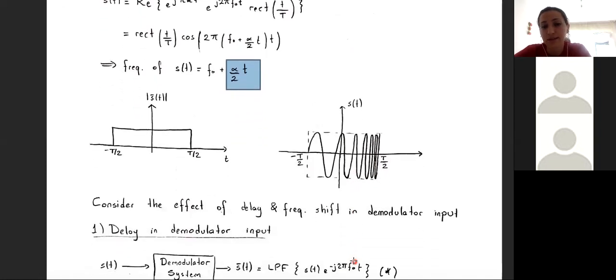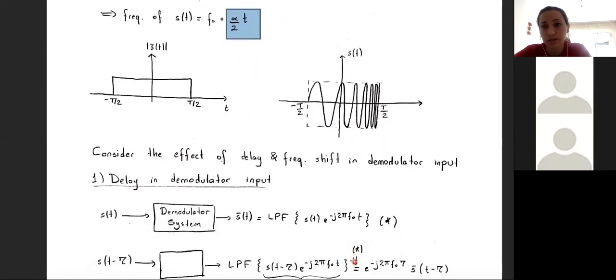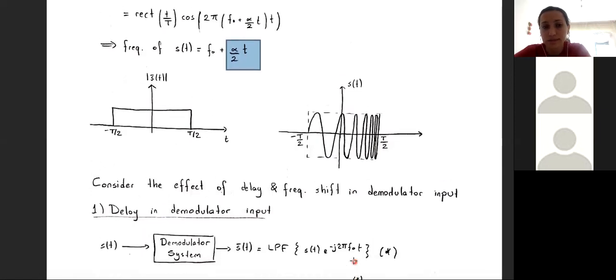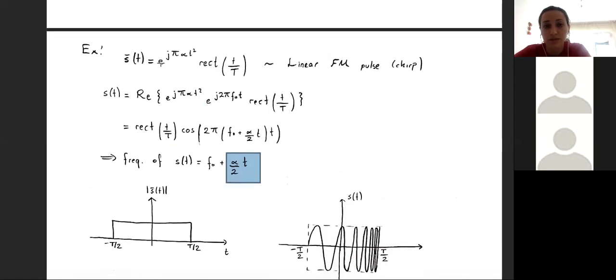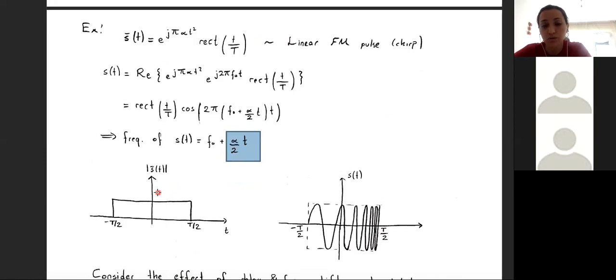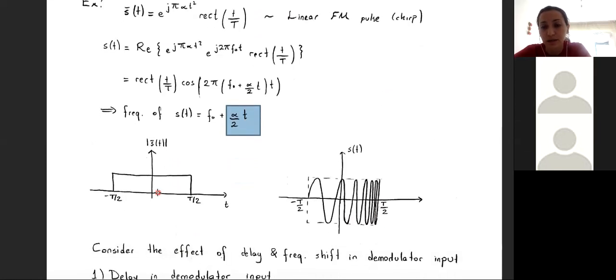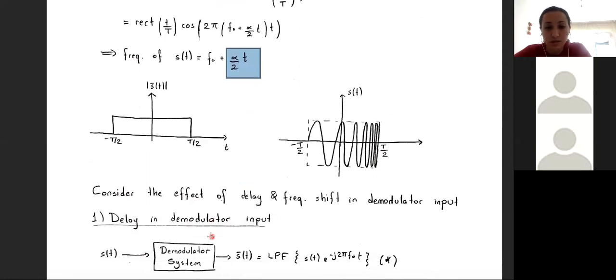Now we want to understand actually, if you're building a radar system, you will decide on which radar pulse to use. Okay, what should be my S of t or my S bar t to use to do best delay measurement or to get best velocity measurement. So to answer that question, you need to understand the effect of delay and frequency shift or velocity in your demodulator output.